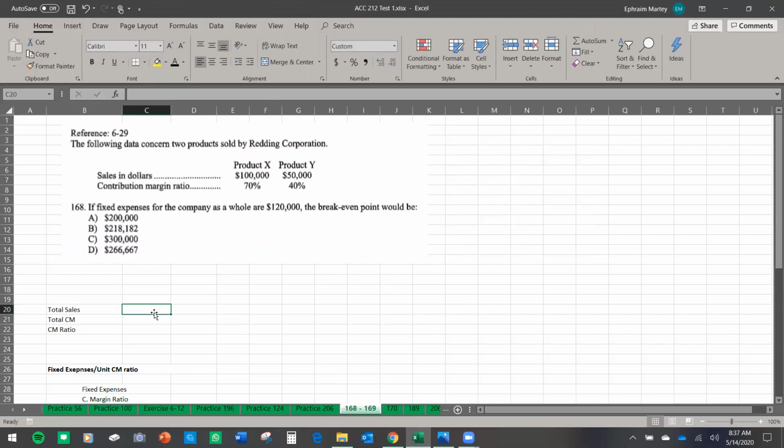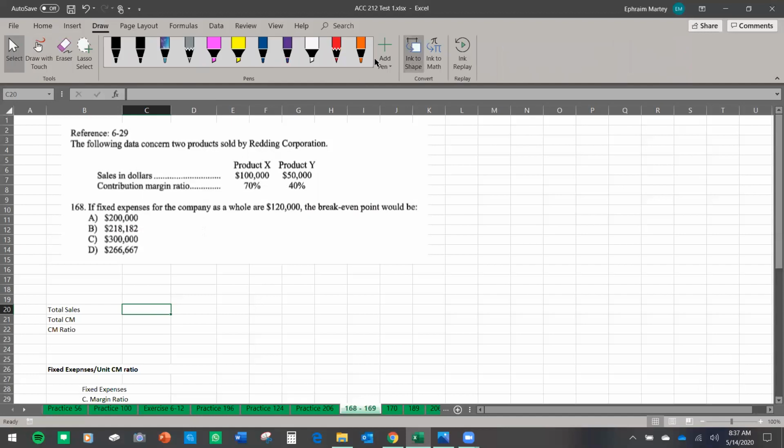So what is our total sales? We're finding the break-even for these 2 companies, so we have to add these 2 companies together. What is our total sales? That is this 100 plus this 50, so that should be 150. But we're going to do 100,000 plus 50,000. That is 150,000. What is our total contribution margin?